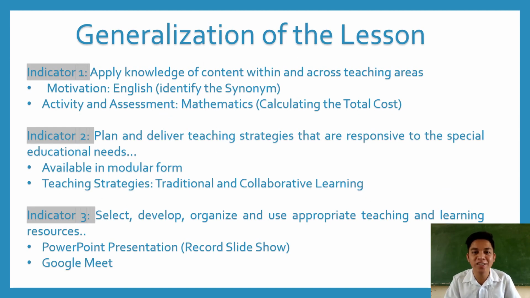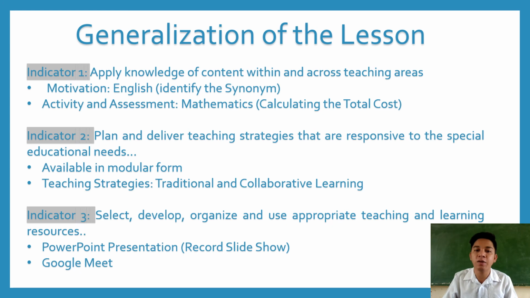Good day once again, teachers. So this time I will explain the strategies that I used during my discussion, and I will also explain if I hit the indicators stated in our COT. So first indicator is apply knowledge of content within and across curriculum teaching areas. So for my motivation, I connected the activity with the subject area English, wherein they identified the synonym of the given word. So that's connected with English, right?